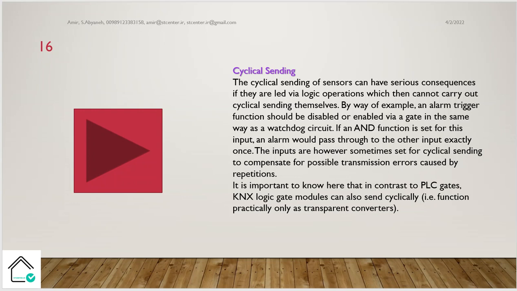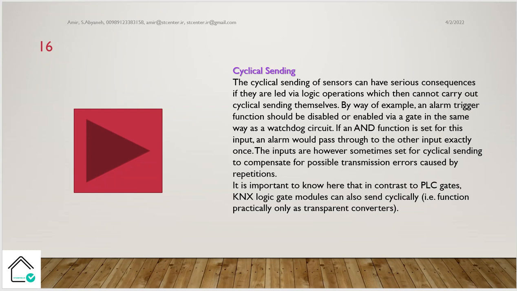The inputs are, however, sometimes set for cyclical sending to compensate for possible transmission errors caused by repetition. It is important to know here that, in contrast to PLC gates, the KNX logic gate module can also send cyclically. It means it functions practically only as a transparent converter. So the book said we have the cyclical sending from the output.